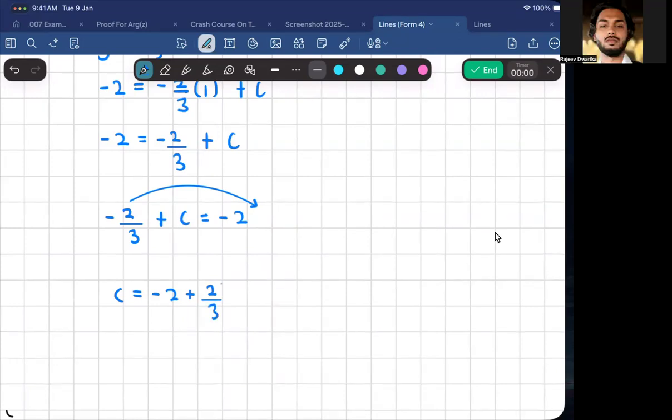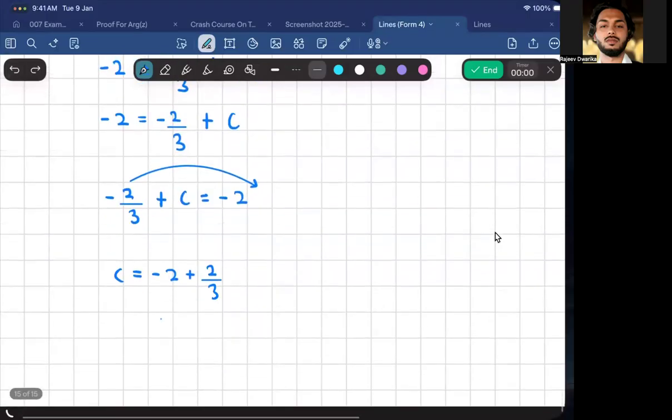Now, always some of you might be tempted to say 0 over 3. Some of you might say minus 2 plus 2 is 0 and put 0 over 3. No, just no. Don't do that. Minus 2 is actually minus 6 over 3. Since we have the same denominator, you could add the numerators. So minus 6 plus 2, that'll be minus 4 over 3. So your final answer is minus 4/3. If you plug it into your calculator, you should get minus 4/3.